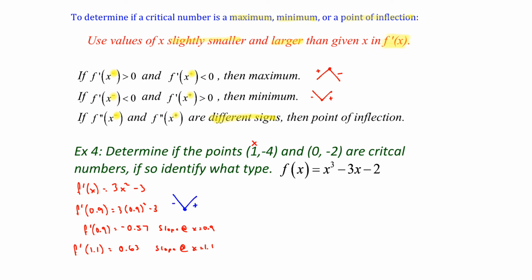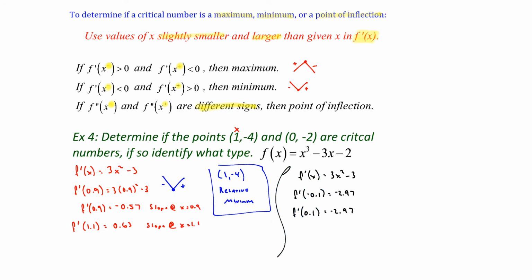So what is the point (1, -4)? It will then be a relative minimum. And so once again, the point (1, -4) would be a relative minimum because the slope goes down and then up, negative to the left, positive to the right. So go ahead and try the point (0, -2). See if you can figure out what that point is. Is it a critical number, or a critical point, and if so, what type?